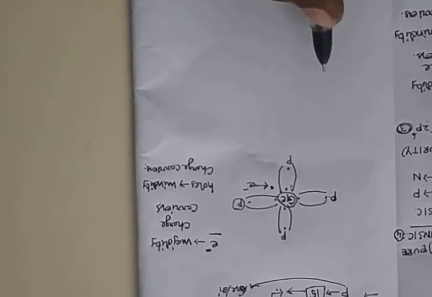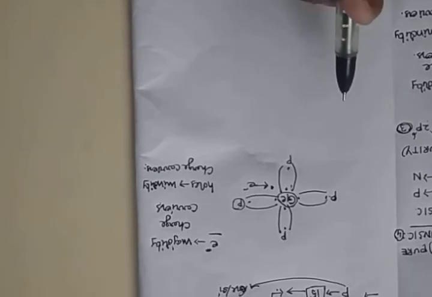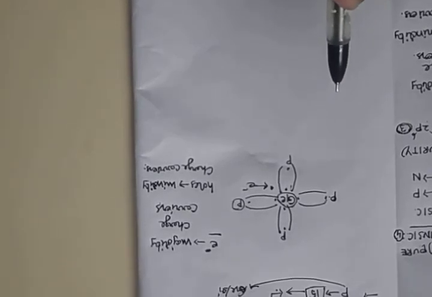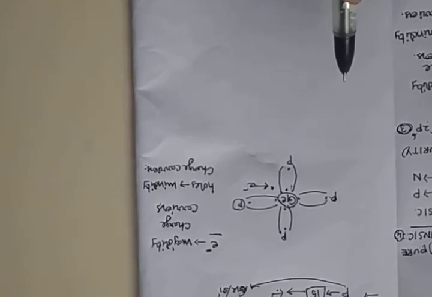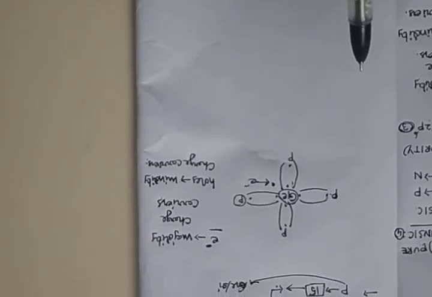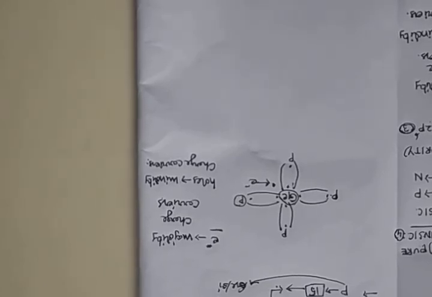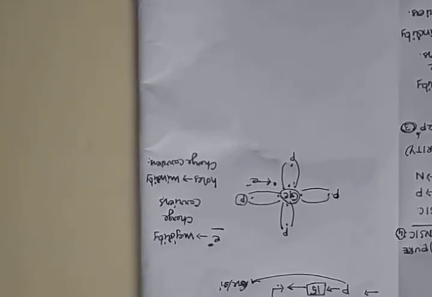Okay, so this is how p-type and n-type semiconductors are formed. For the next class we will see how the p-n junction is formed, and based on that we can explain the diode depletion region.